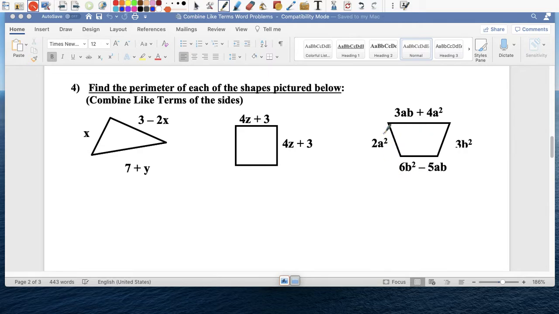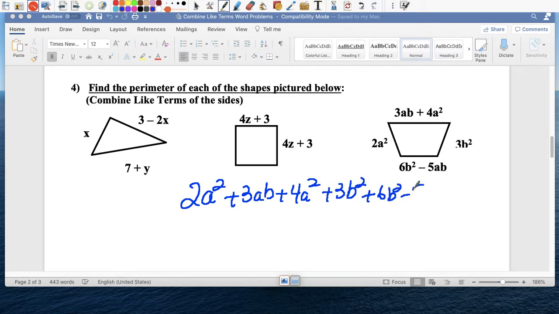This one, right? We're going to add all the sides. So let's write 2a squared plus 3ab plus 4a squared plus 3b squared plus 6b squared minus 5ab. Notice that I didn't put the parentheses. Why? Because we're adding. And I'll put the parentheses right now.